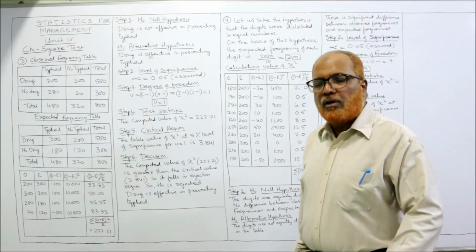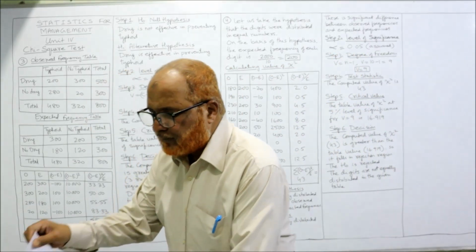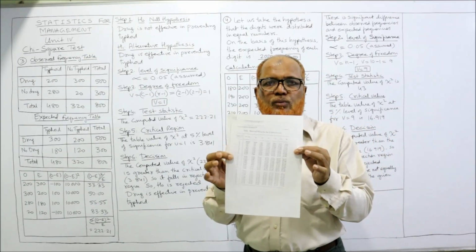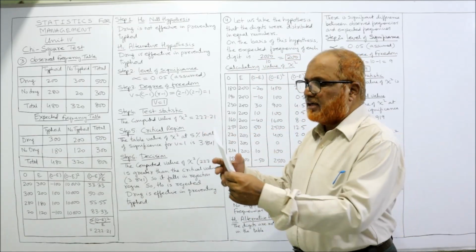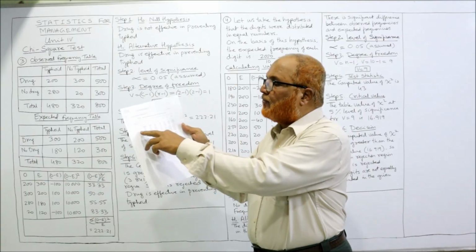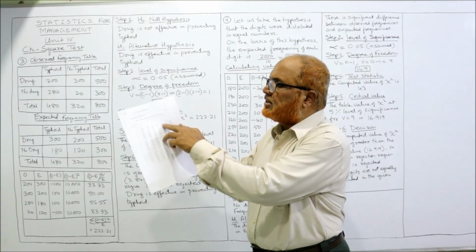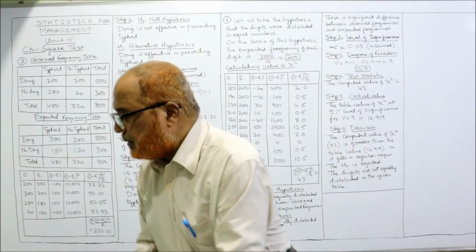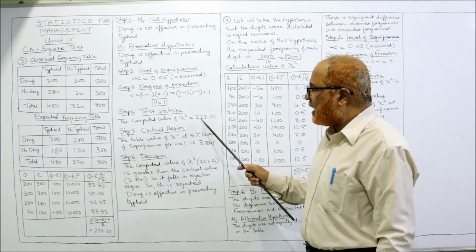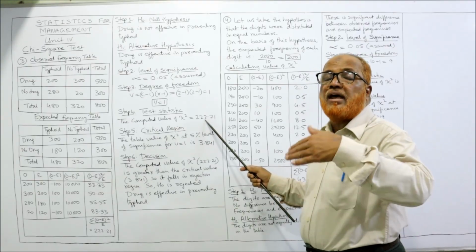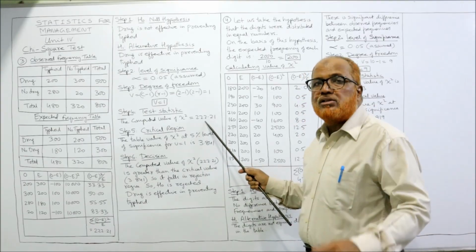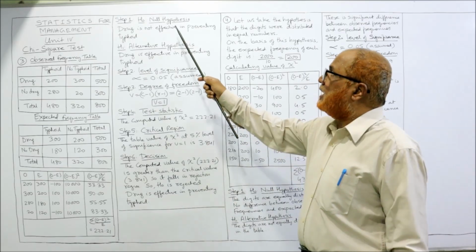Now critical value. Now you have to refer the table value of chi-square. This table value of chi-square you can find in any textbook, and also in the description I have given a PDF. So at 5% level, that means column 0.05, 1 degree of freedom, the value is 3.841. Now decision. The computed value of chi-square, 222.21, is very much greater than the critical value 3.84. So this value falls in rejection region. We reject the null hypothesis.